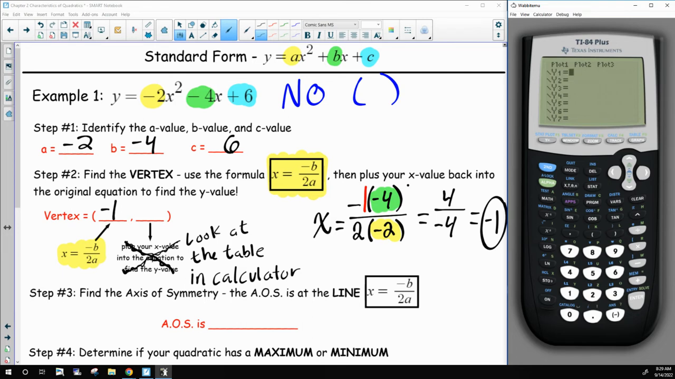Okay, so ax squared plus bx plus c. Let's type in example 1. Negative 2x squared. Minus 4x. Plus 6.